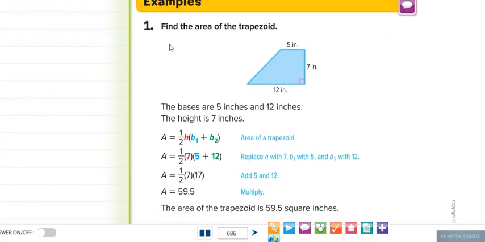This is a quick example. Here, base 1 is 5, base 2 is 12, and the height is 7. Direct application for the rule, area equals a half height base 1 plus base 2. So half times 7 times 5 plus 12. 5 plus 12 is 17. You can multiply the 7 by the 17, then multiply by half, or you can multiply by 0.5. The answer will be 59.5. Moving on.